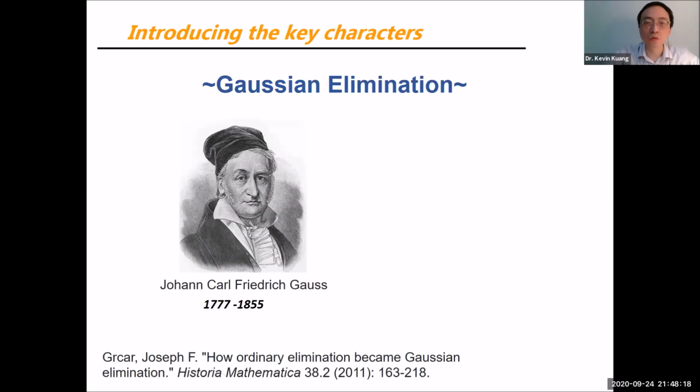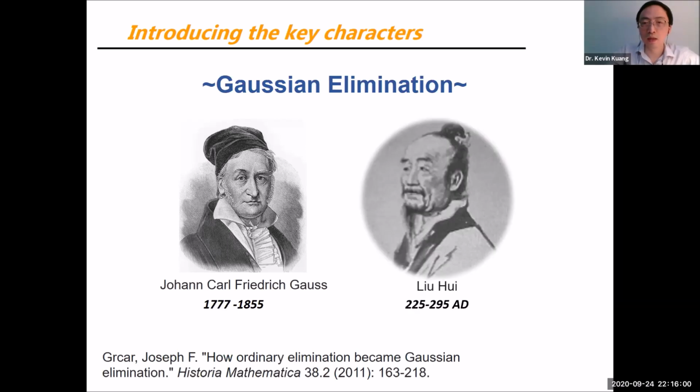Now, let me introduce to you the key characters in this method. Now, although the word Gaussian is used in this method, Gaussian elimination, ascribing the method to the mathematician Johann Carl Friedrich Gauss, history has it that the method itself, the elimination method, has existed many years before. In an ancient mathematical text edited by Liu Hui, there are some impressive treatment of how the elimination method was used to solve a system of linear equations.